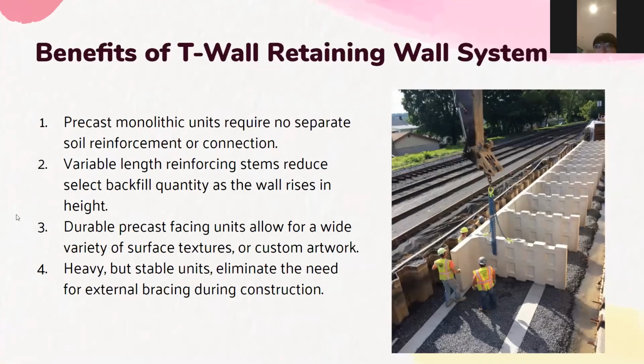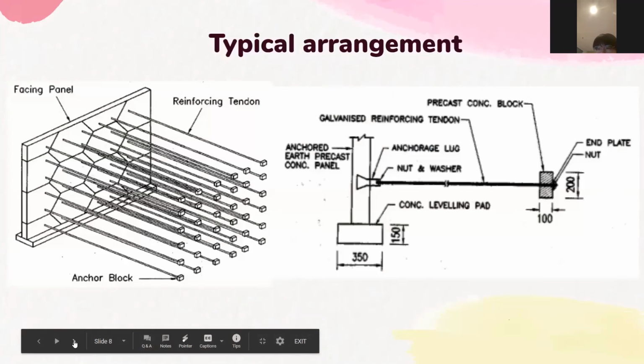This part is about the benefits of T-Wall. The first one is precast monolithic units require no separate soil reinforcement or connection. The next one is variable mass reinforced stems, reducing select backfill quantities as the wall rises in height. The next one is a durable precast facing unit, allowing for a wide variety of surface textures or custom artwork. The last one is that lightweight but stable units eliminate the need for external bracing during construction. Okay, next.